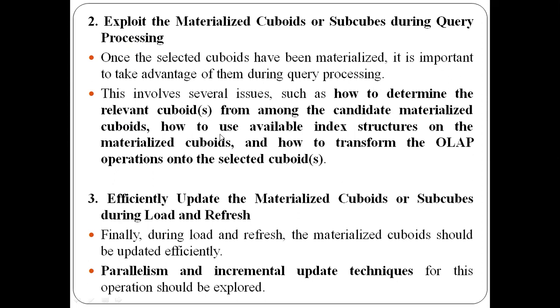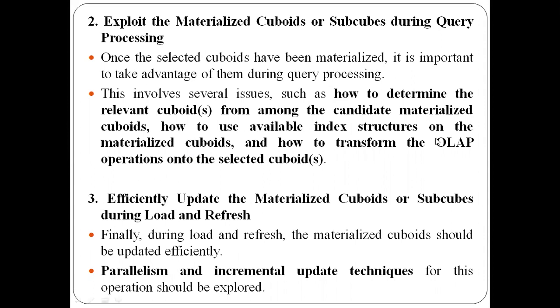The second one is how to use the available index structure on the materialized cuboids. You will have an index to access the cuboids. So how efficiently can we use that index structure in order to access the materialized cuboids? That is the second thing we need to consider.